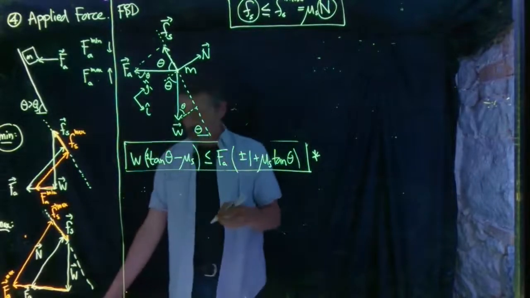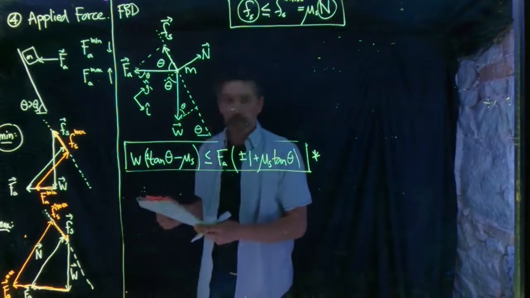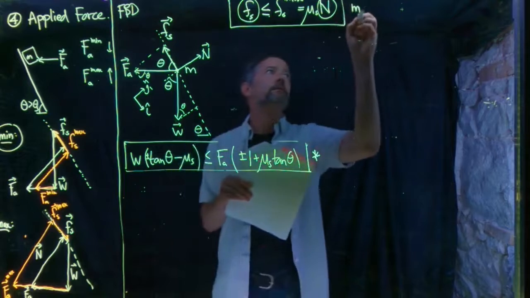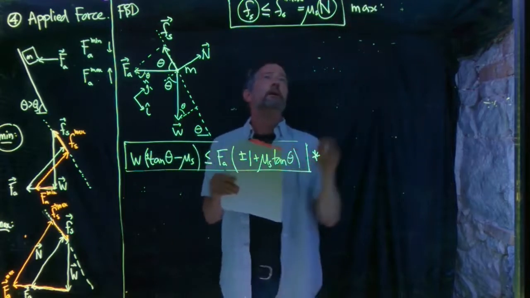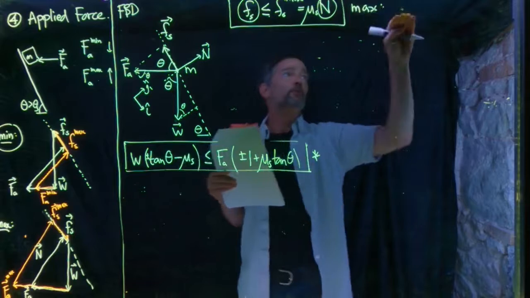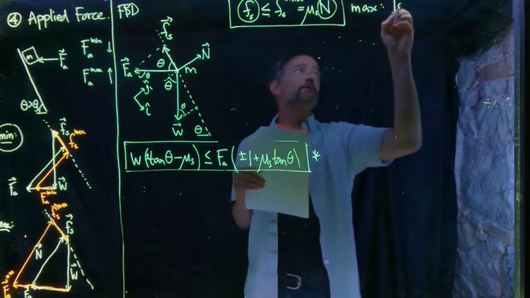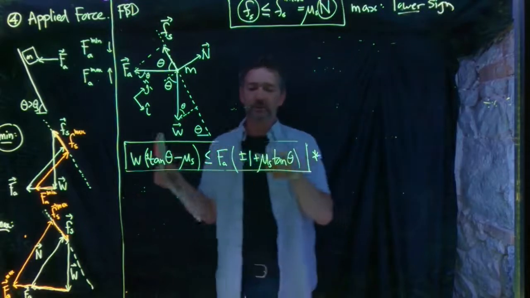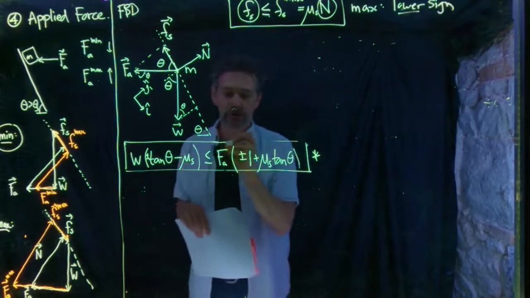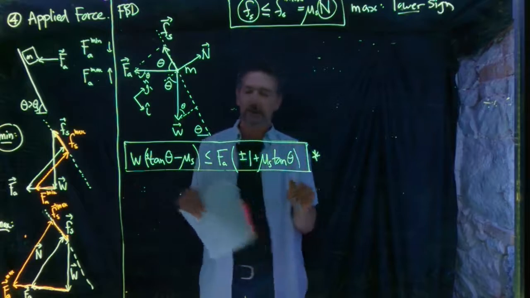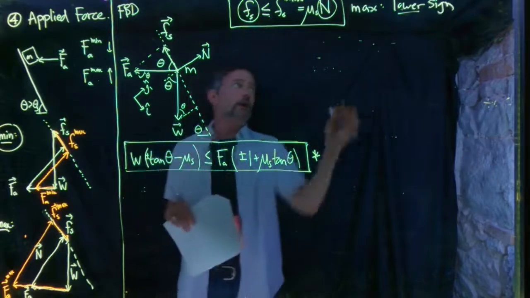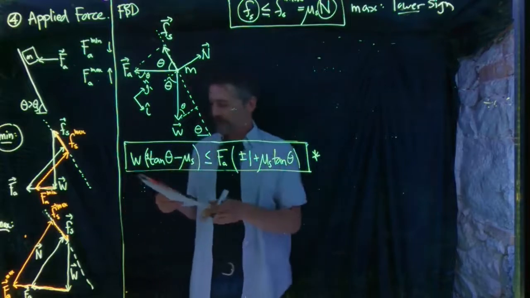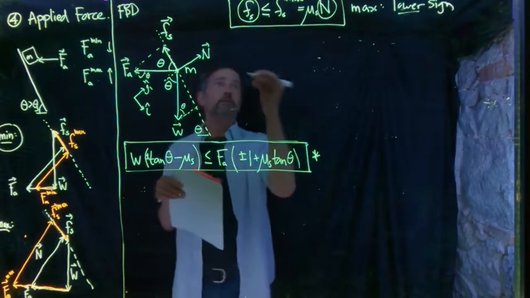So the maximum case, let me just do it up here. For the maximum case, we had an upper and lower sign. For the maximum case, we're using the lower sign in this equation. Remember, we were efficient and we solved the equation for both the minimum and the maximum case. Now we just look at this equation and use the lower sign. Okay, so if we use the lower sign, it's going to look like this.